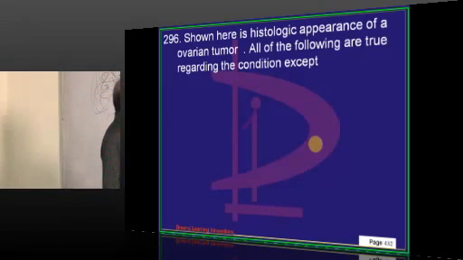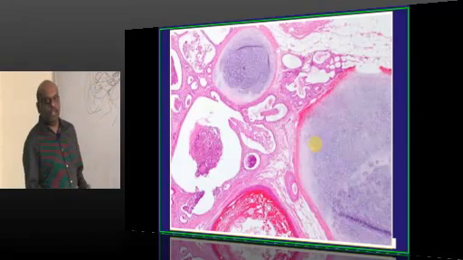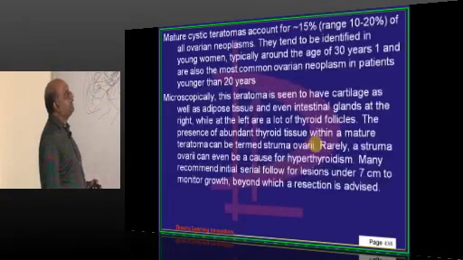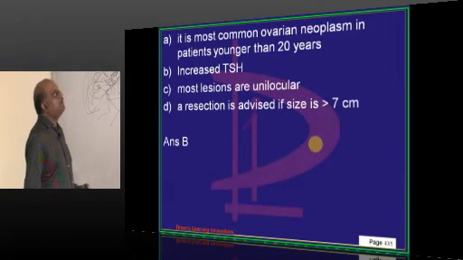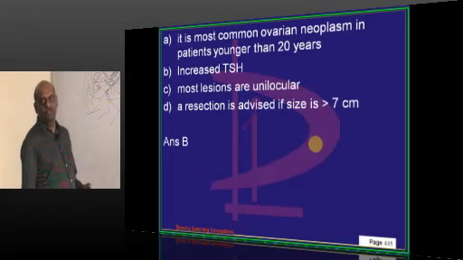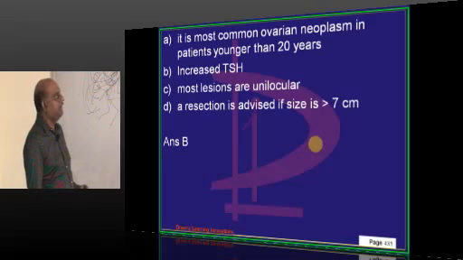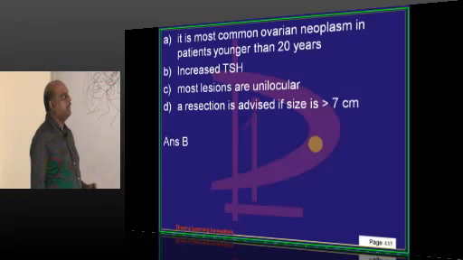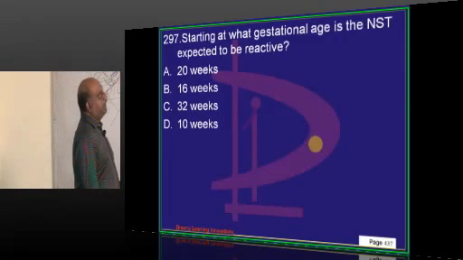Now, the histological appearance of an ovarian tumor has been given to you. So, looking at it, you must make a diagnosis of what it is. It is a mature cystic teratoma, which is the most common ovarian neoplasm in patients younger than 20, and it can lead to hyperthyroidism, hence TSH falls. Most lesions are unilocular, and resection is advised if it is more than 7 centimeters.